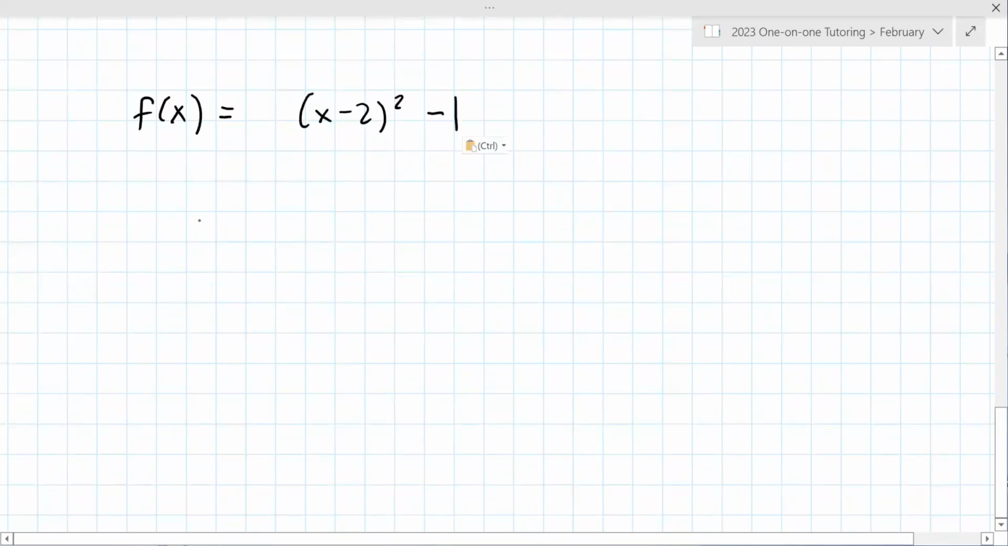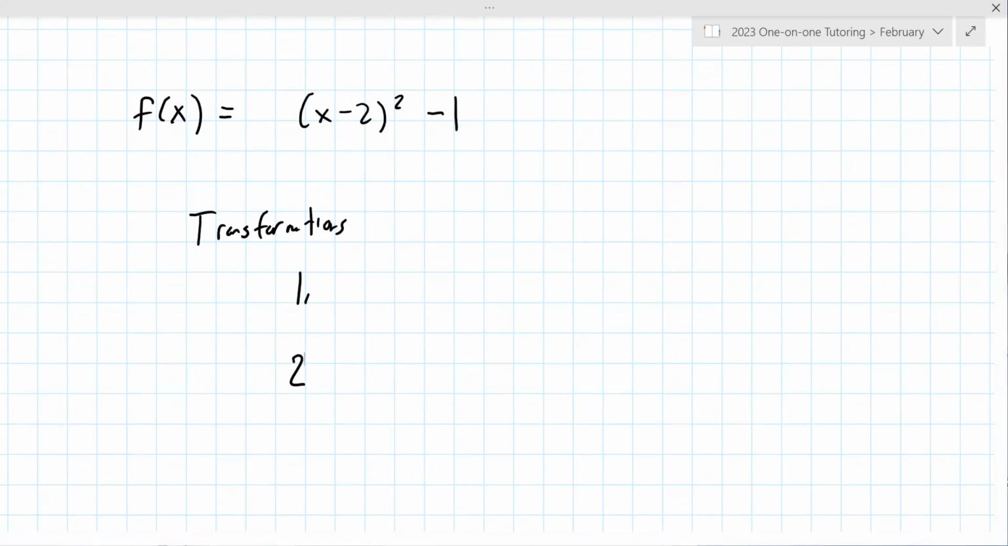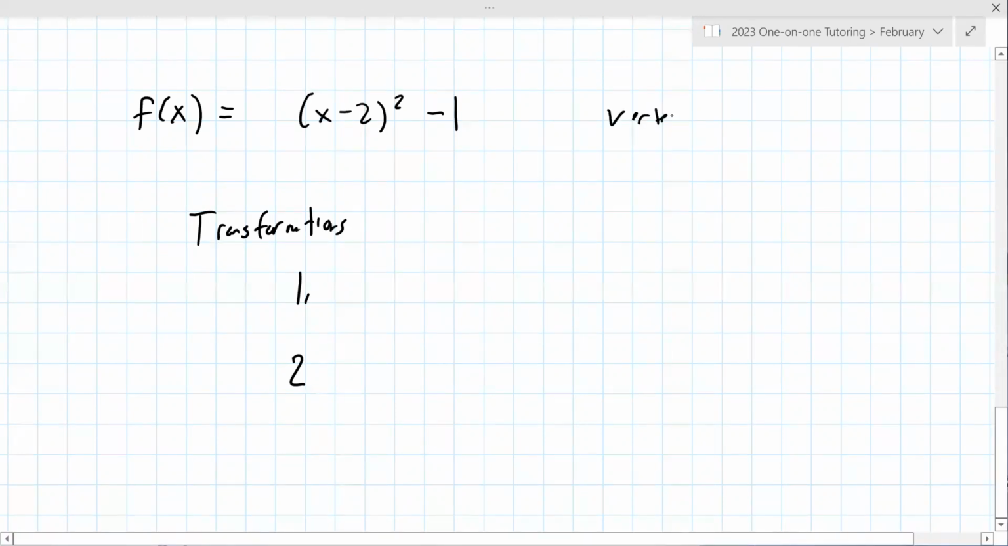Okay, so the next thing it asks you are transformations. And for right now, we're going to keep it really simple. You're either going left or right, and that comes from the inside value. And it really comes from knowing the vertex.